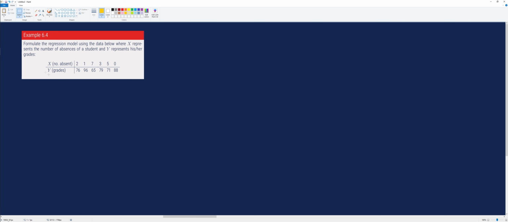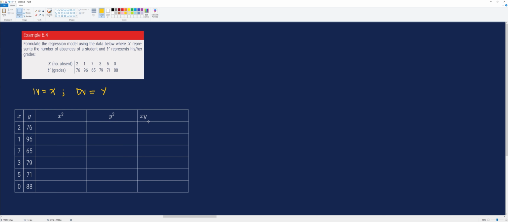Let's consider example 6.4 as our next example. Formulate the regression model using the data below, where X represents the number of absences of a student and Y represents his or her grades. So in this scenario, we want to predict the grades of the student using the number of absences he or she makes in a school year. Clearly, our X here, which represents the number of absences, is our independent variable, whereas our Y, which is represented by the grades, is our dependent variable.